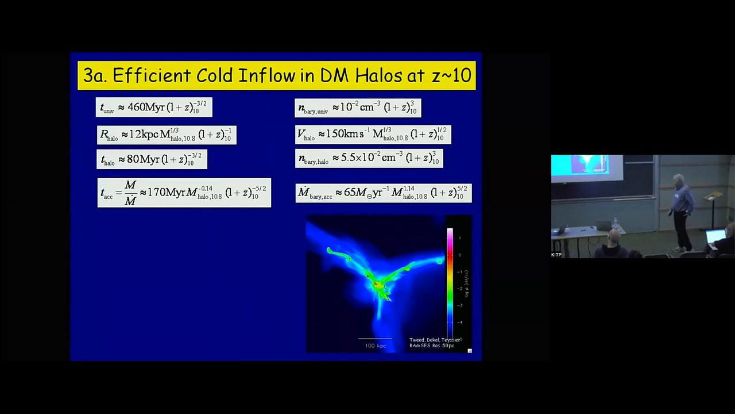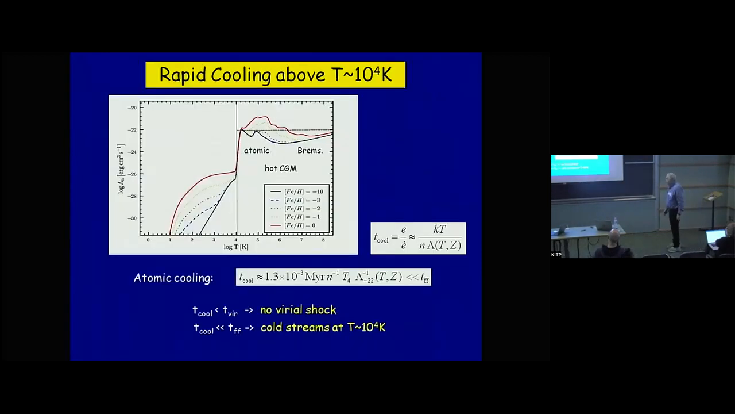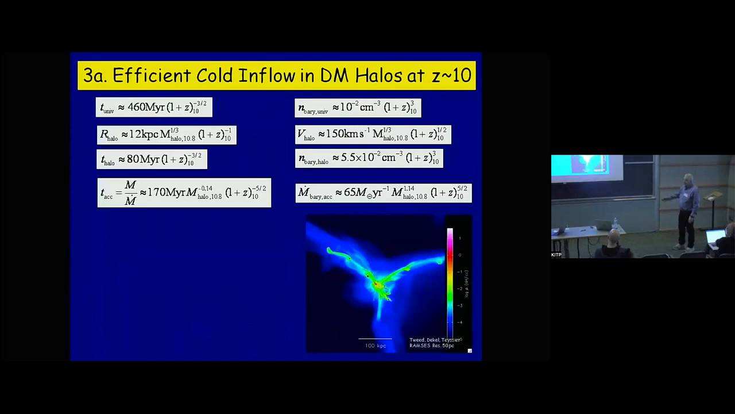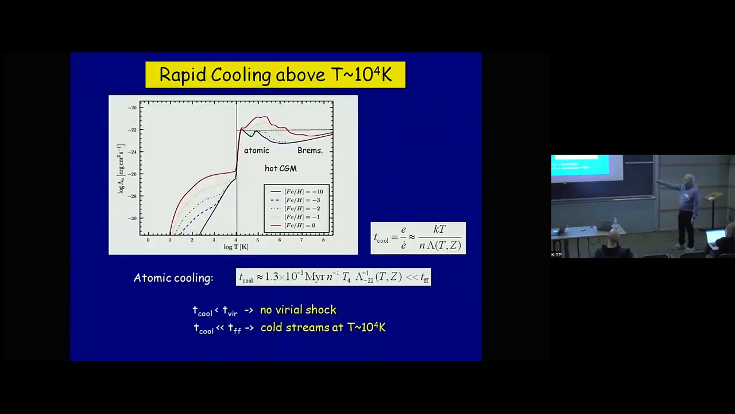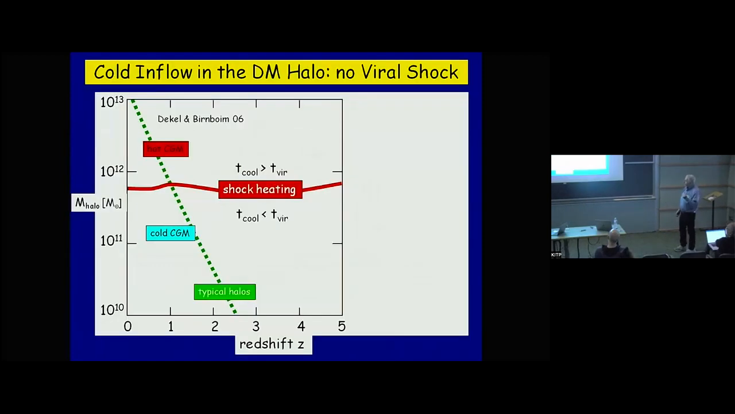And the accretion rate can be estimated analytically, on the order of 65 solar masses per year, which for epsilon of 1 is going to be roughly the star formation rate you expect. Prediction. Now, through the halo, the cooling is much more efficient. We are in this regime, as you all know, and the cooling time is much shorter than the free fall time, so it's all going down at 10^4 degrees.